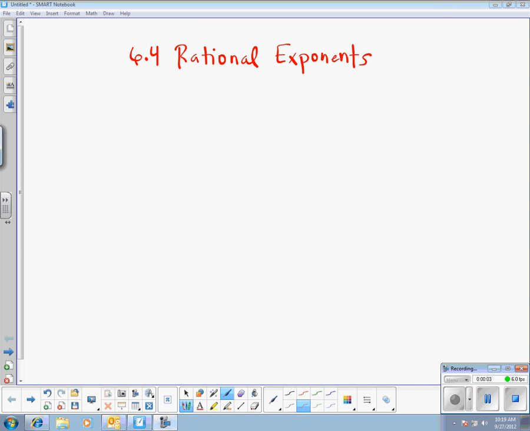Hey guys and girls, this is section 6.4, rational exponents, or exponentiation for rational exponents. What we're going to talk about here is situations where you don't just have a nice integer power. We've dealt with x squared and x to the 34th and x squared over y cubed all to the 6th and things like that, but you'll notice in all these cases the exponent is an integer.